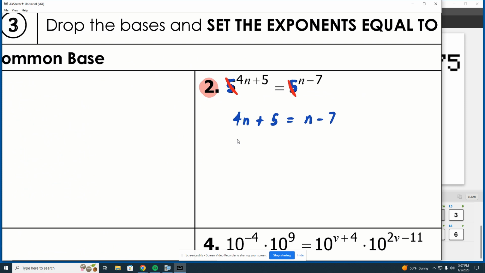Now, the only thing that's harder about this is just the process of solving. So remember, I always like to start with the variables.